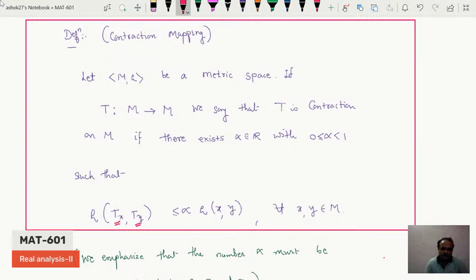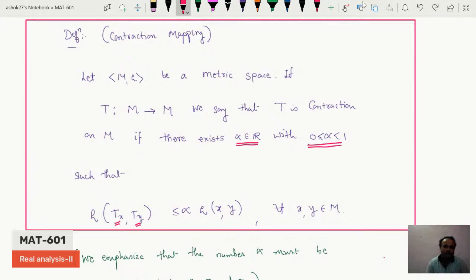So this is the contraction mapping. It means T is a mapping from capital M to M, and M is a metric space. When we say T is a contraction mapping, there should exist a positive real number alpha satisfying this condition. Alpha should be a real number lying between 0 and 1. It may be 0, but surely it's strictly less than 1. So rho of Tx, Ty should be less than or equal to alpha times rho of x, y, and it is true for all x, y belonging to M.